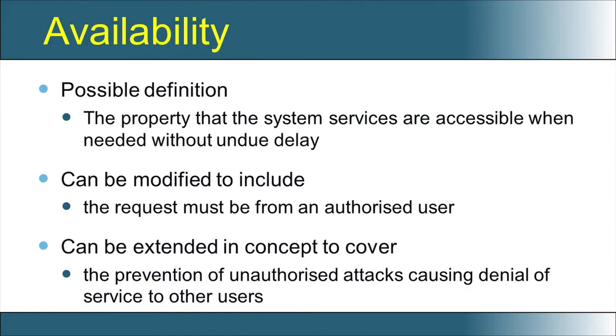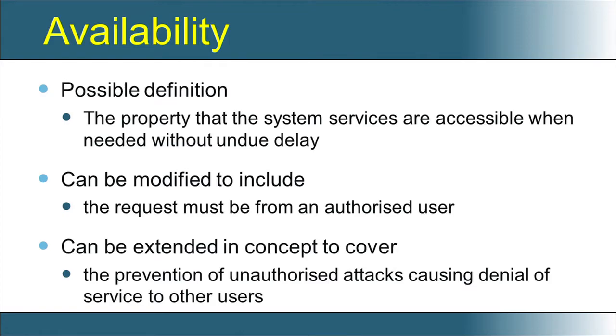So with this as a background, we will go and start defining availability. So availability, as you see, is the property that the system services are accessible when needed without undue delay. I said, what is the data that should be available? First data is the system services. First information asset is the system services. They should be accessible when needed without undue delay.